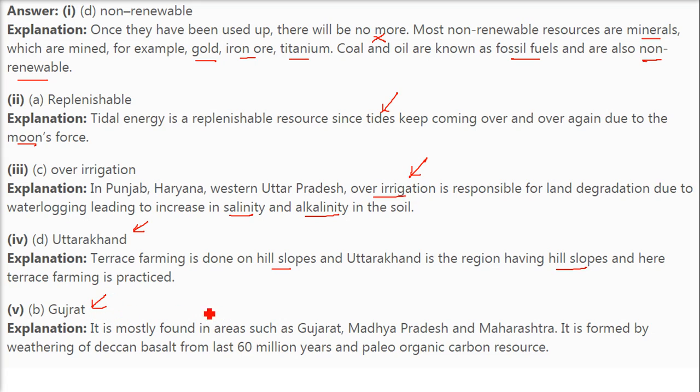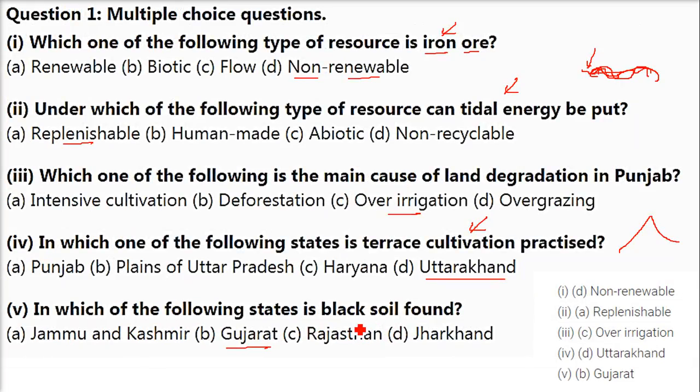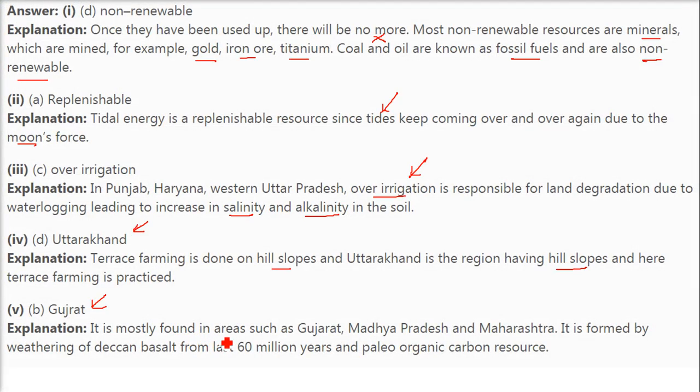We took Gujarat for the last one. It is mostly found in areas like Gujarat. So we talked about the black soil, Kali Mrida. It is mostly found in areas such as Gujarat, Madhya Pradesh, Maharashtra. It is formed by the weathering of the Deccan basalt over the last 60 million years and paleo-organic carbon resource.